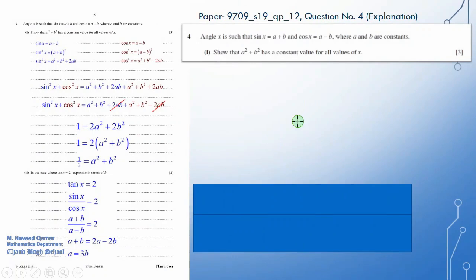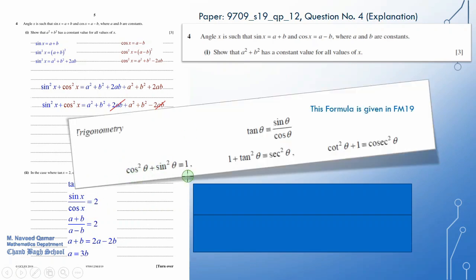Question number 4. In this problem, we are given sin x is equal to a plus b and cos x is equal to a minus b. We have to show that a squared plus b squared is a constant. To prove this, we can use this formula: cos squared x plus sin squared x is equal to 1. The formula will be given in the FM19 formula list.